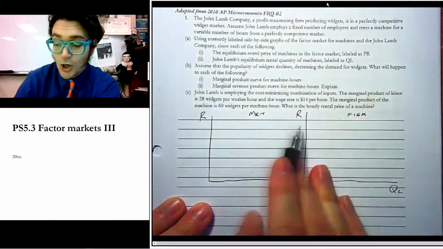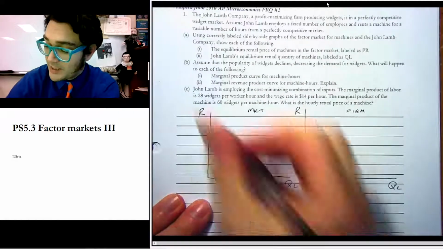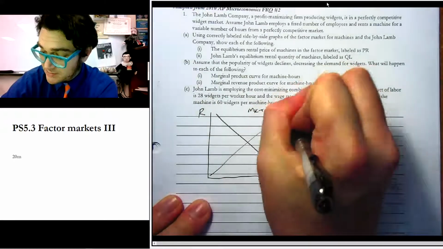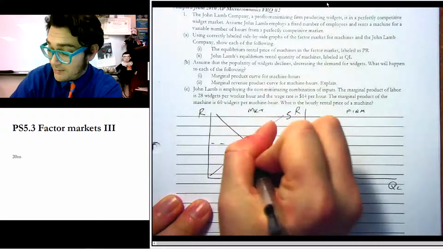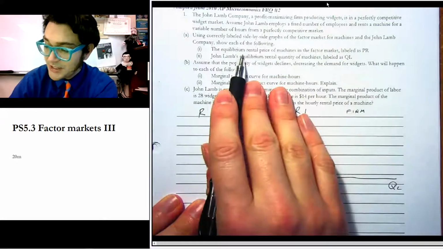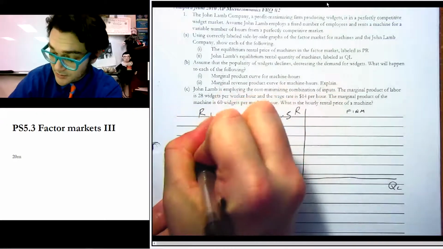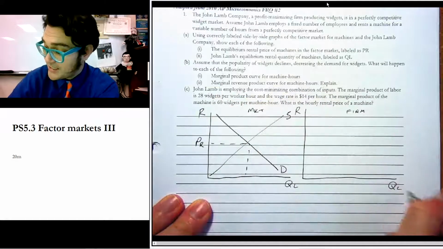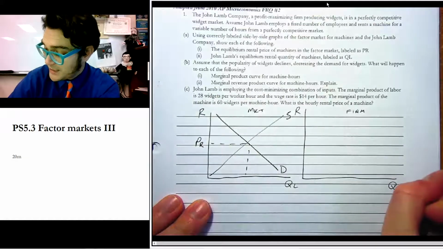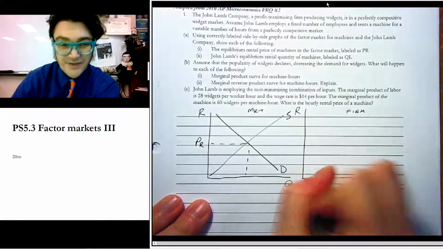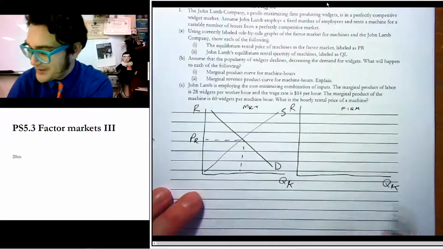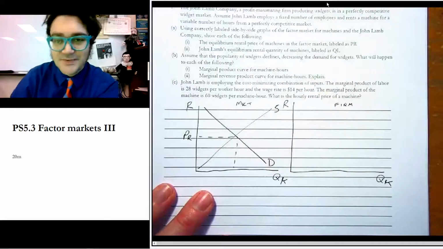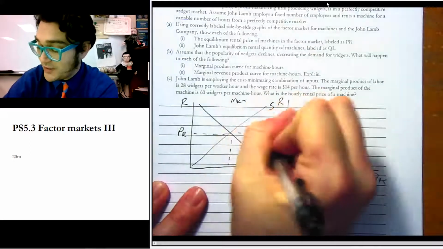You can see here I'm using R because that indicates that it's the rental rate. We're going to have a downward sloping demand and an upward sloping supply. In that market, it says the equilibrium rental price is P sub R, and the rental quantity is QL. So maybe we'll just say QK as quantity of capital, that'll make me feel a little better than using L. Oh, I know, it's L for Lamb. That's what the firm's quantity is.